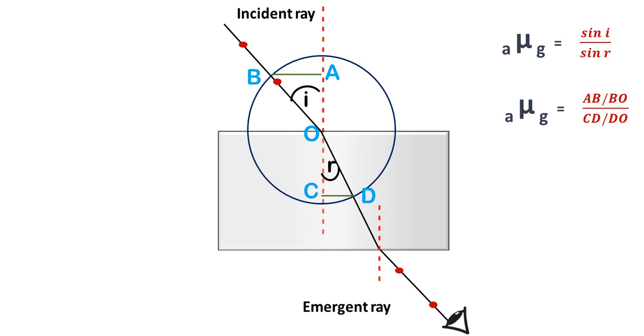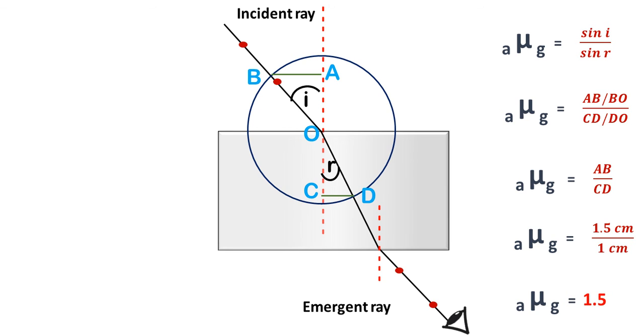And sin R, again perpendicular upon hypotenuse. Perpendicular is CD and hypotenuse is OD. Now OD and OB are radius of the circle, so they have same value, so they will cancel out and you will get refractive index is equal to AB upon CD. So measure the length of AB, measure the length of CD using a scale and take the ratio, you will get your refractive index. Suppose the value of AB is 1.5 centimeter and value of CD is 1 centimeter.